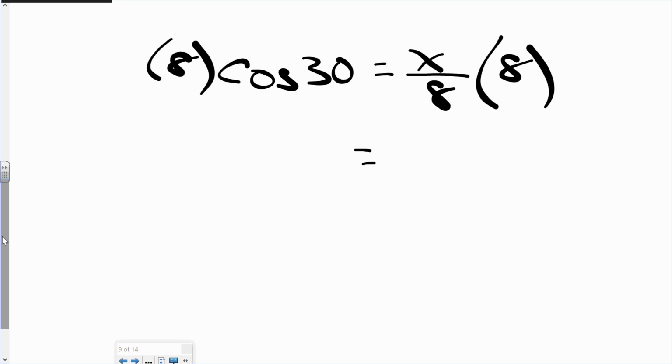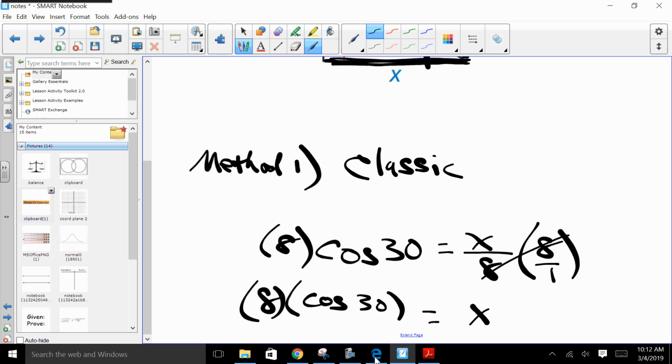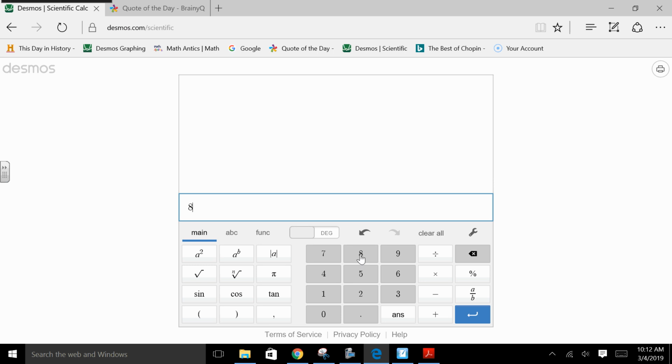This should be ringing a bell. Remember, 8 over 1, these cancel out, so I have x on the right side. And on the left, I have 8 times the cosine of 30. Type that in your calculator for me. 8 times the cosine of 30. Do it with me so you can practice.